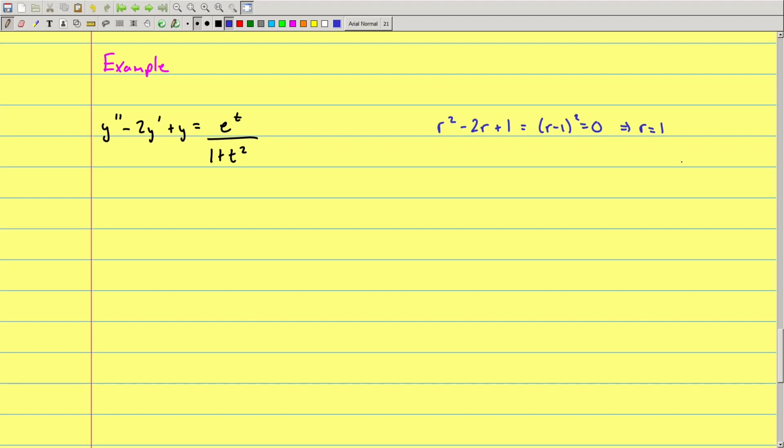We have a situation where we have real repeated roots, and that tells us that the complementary solution is going to be c1 e to the t plus c2 t e to the t. And what we want to do now is set up variation of parameters for this problem here.